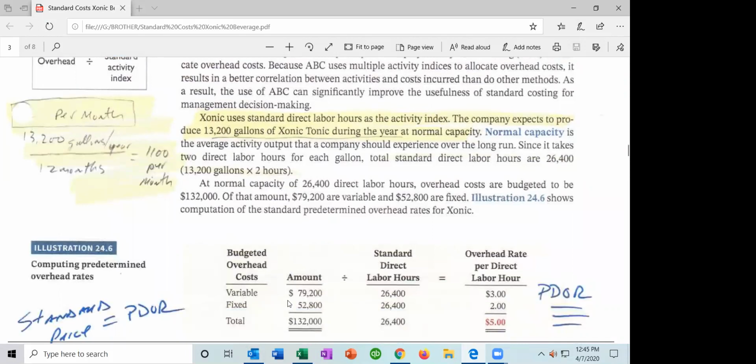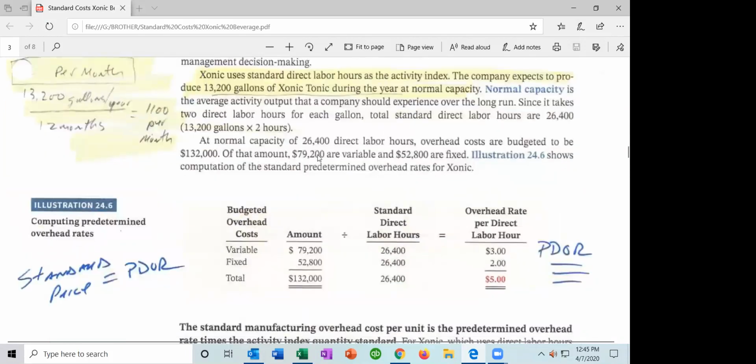It goes on to say here, at normal capacity of 26,400 direct labor hours, overhead costs are budgeted to be $132,000. Of that amount, 79,200 variable, 52,800 fixed. So as you know from the semester, manufacturing overhead tends to be a mixed cost. Because it's a mixed cost, that means it has a variable piece and a fixed piece.